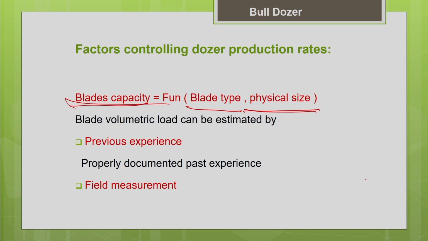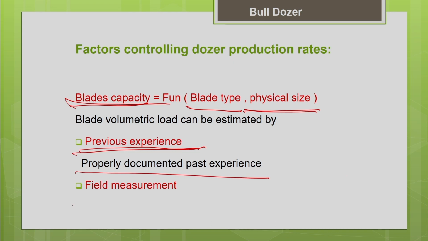So, how to get the information on the blade capacity? I can get it from the manufacturer. The manufacturer will provide you the specifications, like what is the capacity of the blade. I can get it from the manufacturer or from your own previous experience. For a similar type of blade, a similar type of dozer, and a similar type of terrain and material, soil. So, from your properly documented past experience, you can get the blade capacity. Okay, that is also possible.